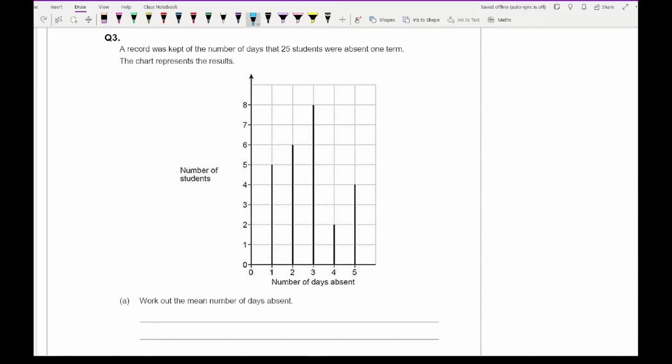Now for this, what we need to do is create a frequency table. So here if I have my X, now the X values are the number of days that are absent. So here I've got 1, 2, 3, 4, and 5. Now the next thing I then need to do is create a frequency column. Now this here is my frequency. So all I'm going to do is just note how tall each of those bars are. So the first one is 5, then it's 6, then it's 8, then it's 2, and then it is, nope, it is 4.